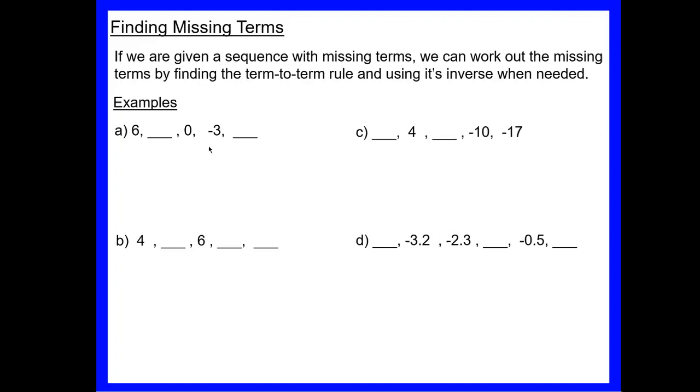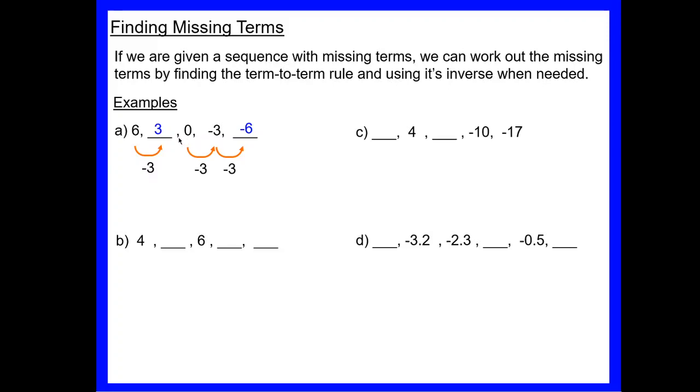So we've gone from 0 to minus 3. So to get from 0 to minus 3, we'd have to take away 3. So if we do that to get from 0 to minus 3, we can carry that on and do that again. And we can do minus 3, which gives us minus 6 there. And now that we know the rule is minus 3, if we go back to our first term and do 6 minus 3, we get 3, and we can just check 3 minus 3 would get us to 0.